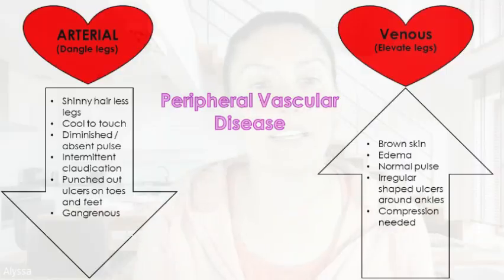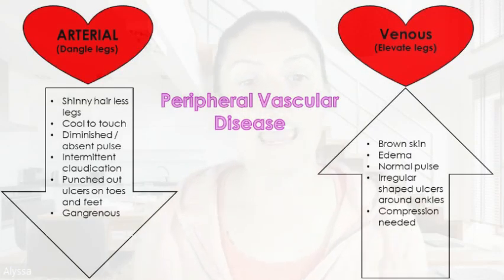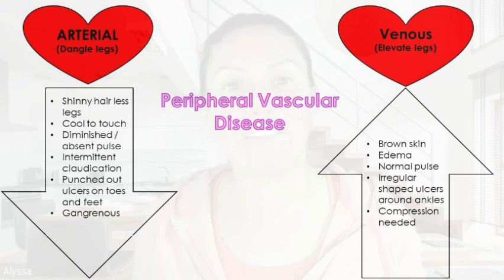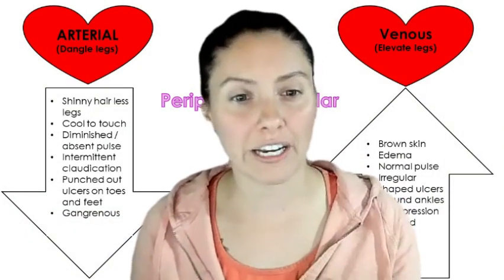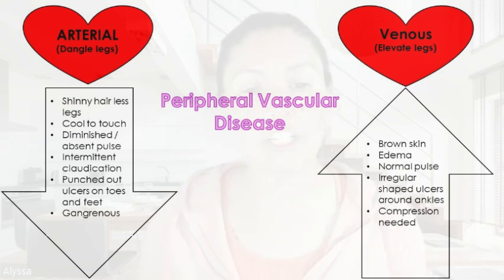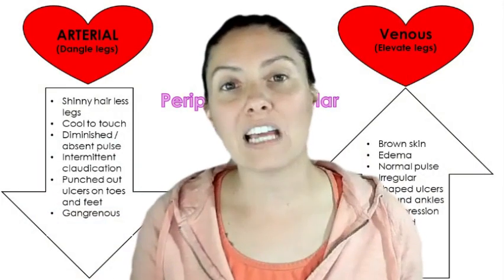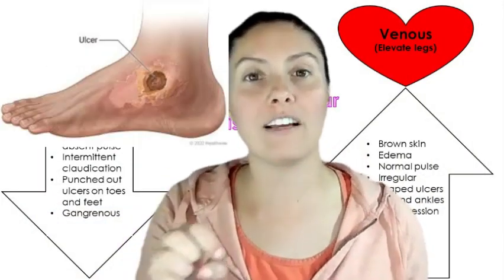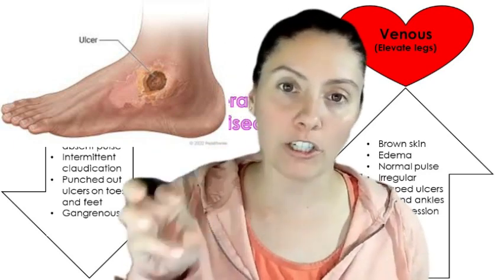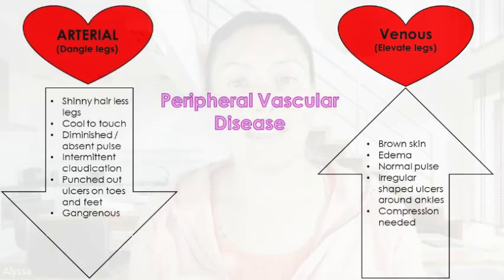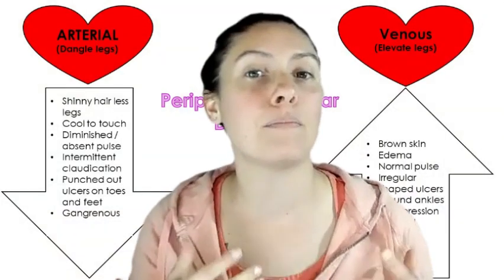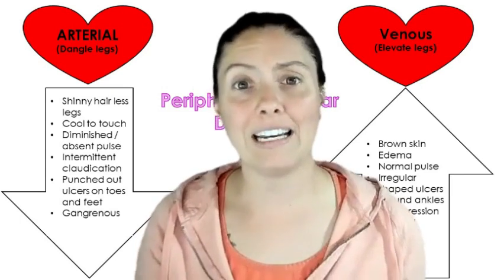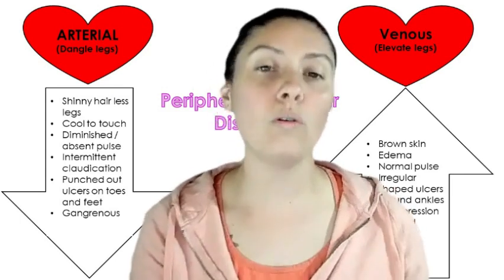So what are we going to see with arterial disease? Shiny, hairless legs. They're not going to have hair on their legs and they become very shiny. They're cool to touch. It has a diminished or absent pulse, intermittent claudication. Ulcers on their legs will have this punched out look. They're very symmetrical and it's a punched out look. And then you can also have gangrene. Their toes may become gangrenous, black, if they're really not getting enough oxygen to the toes.